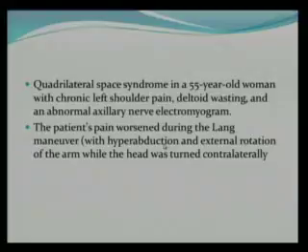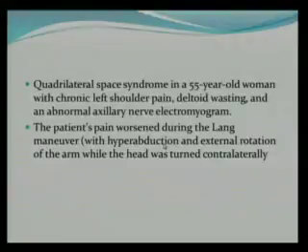So this was a quadrilateral space syndrome I'm describing in a 55-year-old woman with chronic left shoulder pain. On examination, there was deltoid wasting and an abnormal axillary nerve EMG. So she has everything going for axillary nerve involvement because axillary nerve is the one that supplies the deltoid muscle. There's deltoid wasting, means there's no sympathetic or muscular nervous infiltration of that muscle.